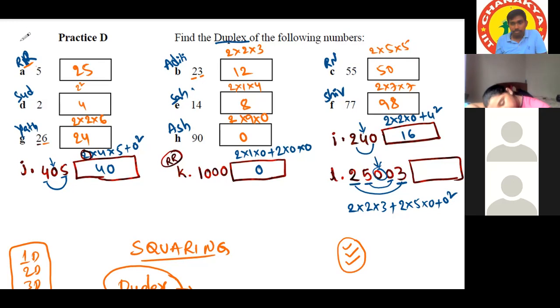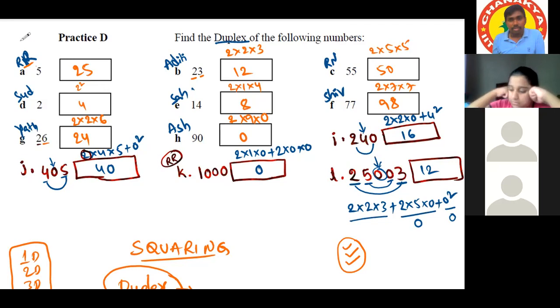Sir, one minute. This part is 0. Yes, sir, sorry, I didn't see the 0. That part is also 0. Then before this part is 12. Overall it is 12.